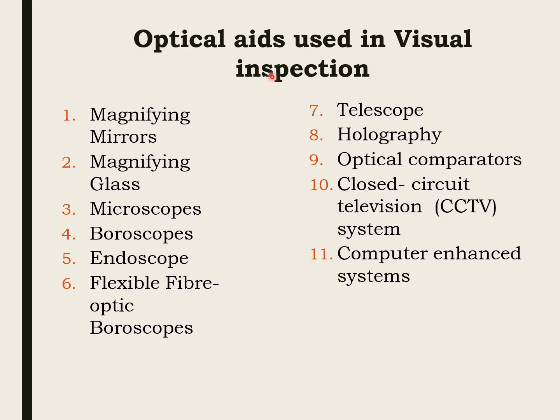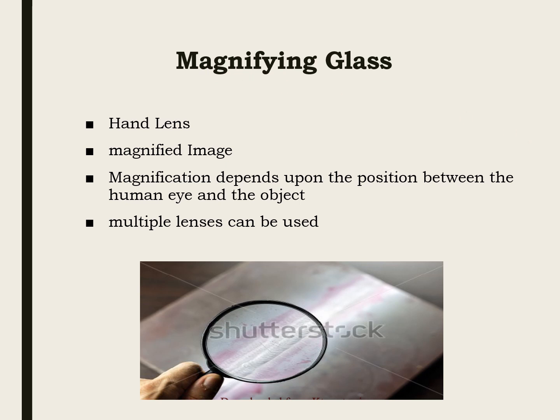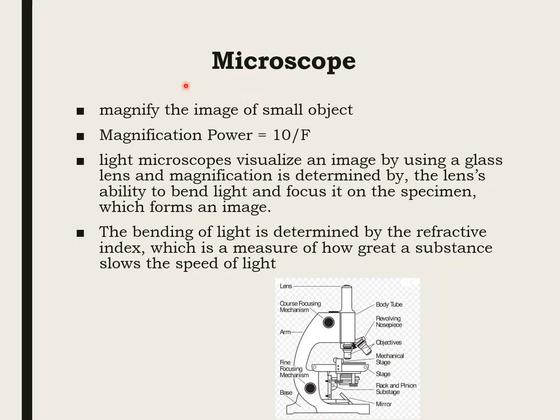Now we also discussed different optical aids that are used. This is also an important question that is asked in your university examination, that is to explain the different aids that are being used in visual inspection. We discussed magnifying mirrors, magnifying lens, microscope, boroscope, flexible fiber optic boroscopes, telescope, holography, and computer enhanced systems. We also discussed the features of magnifying mirrors, the features of magnifying glass, then the microscope, the optical microscopes that are being used.